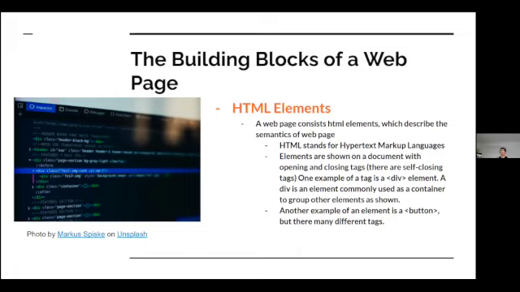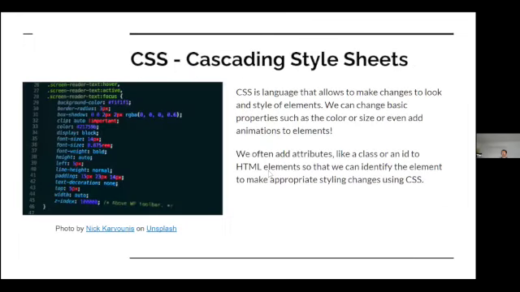But those are some examples of those divs, like divs inside other divs. Okay, so CSS. CSS is a language that allows us to make changes to the look and style of elements. We can change basic properties such as the color or size, or even add animations. I'm sure you've seen some really good looking websites, colors and moving parts. So that's all CSS. It's not the HTML. Without CSS, none of that stuff would be able to happen.